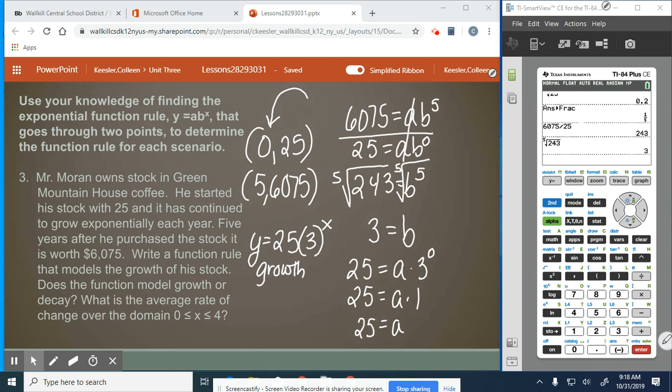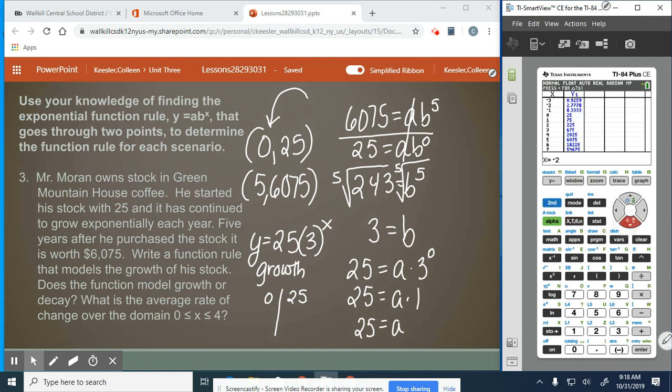So we know the 0 coordinate already is (0, 25). So we have to find the 4th. We can do that by pulling up the table. And we have our equation, which is 25 times 3 to the x. Pull up the table, find the 4th. We can check too to make sure we've got this right. There's our (0, 25). Our 4 is 2,025. And find the slope or average rate of change just between those two.